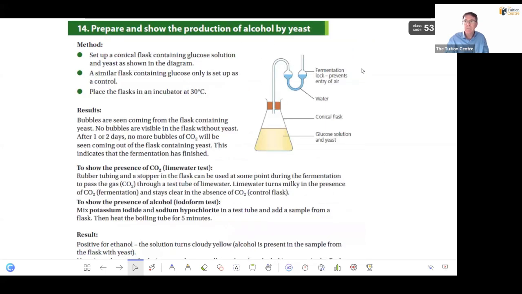This is the alcohol fermentation one. So, sorry, bear with me there.